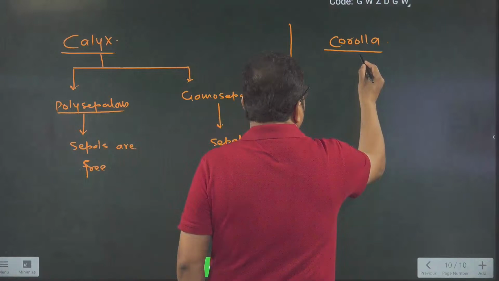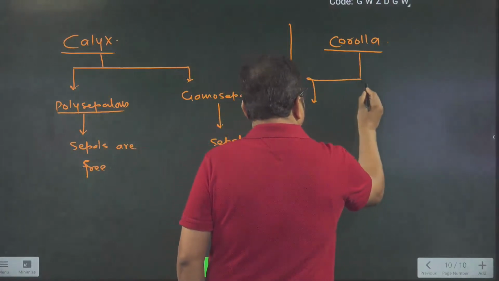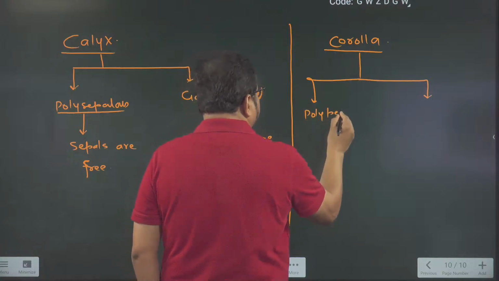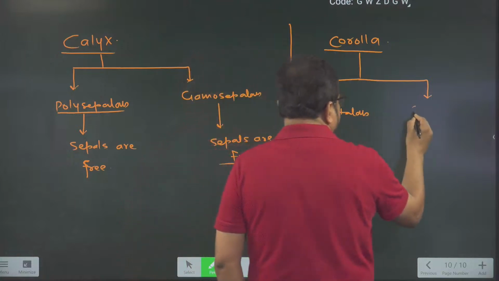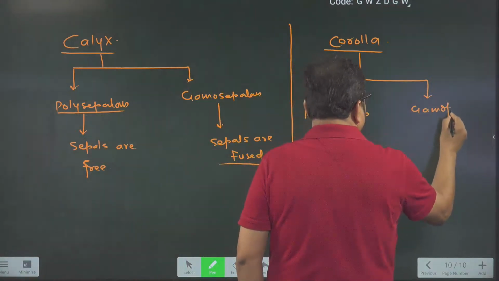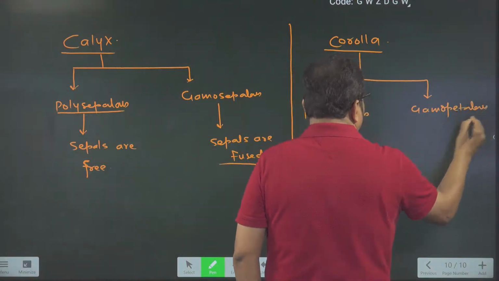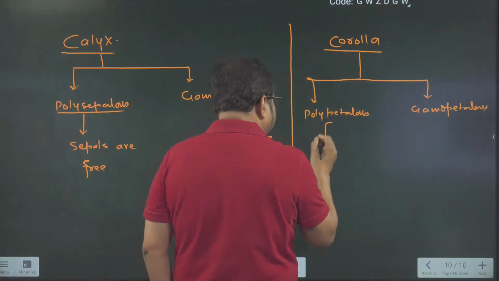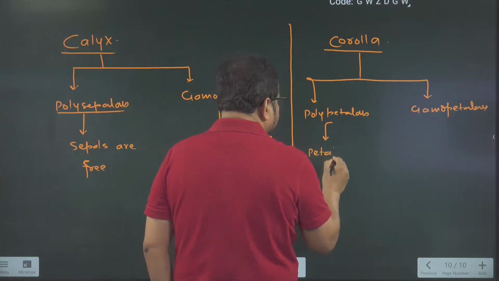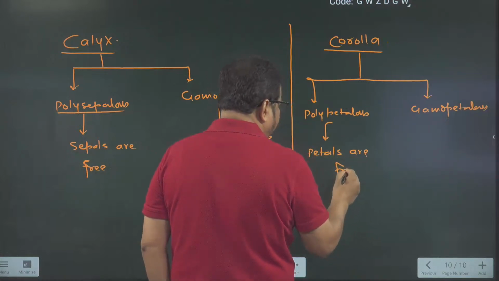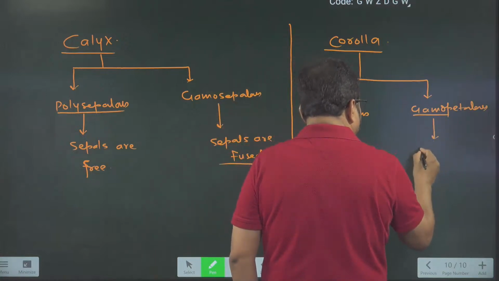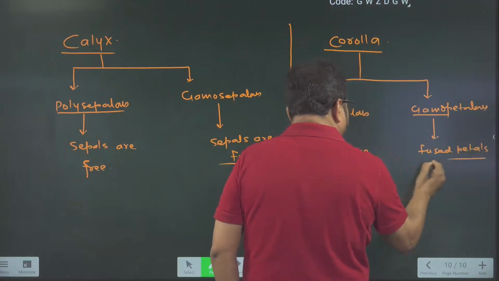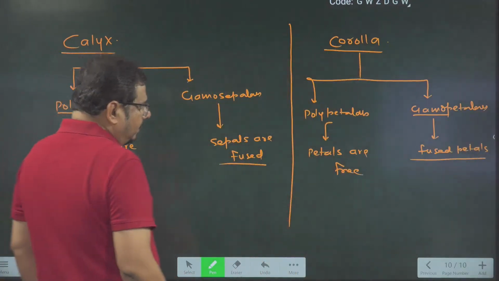So here I will also say two terminologies. One terminology is polypetalous and here gamopetalous. So if you talk about polypetalous, here we are talking about the condition where petals are free. Petals are free, and gamo here is used for fused petals, called gamopetalous. Got the idea?